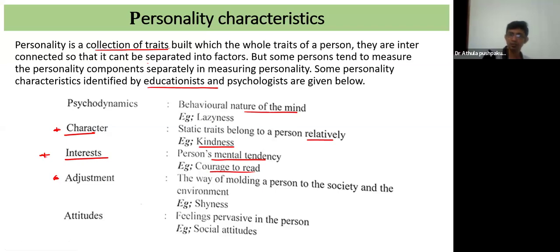Another one, attitude, is also another feature or characteristic of personality. Attitude is pervasive in the person, right? Attitude may differ. We think about some who like Western medicine, and some who like Ayurvedic medicine, because of their attitude. The attitude is also one of the characteristics of personality.